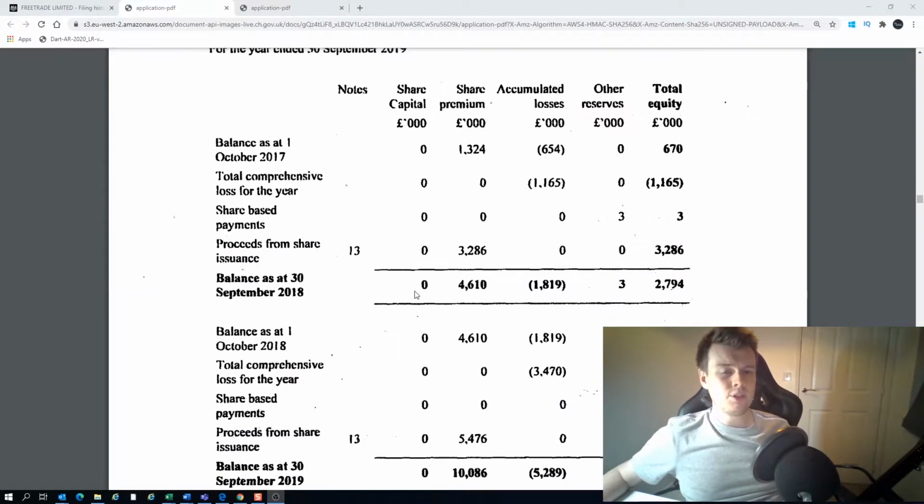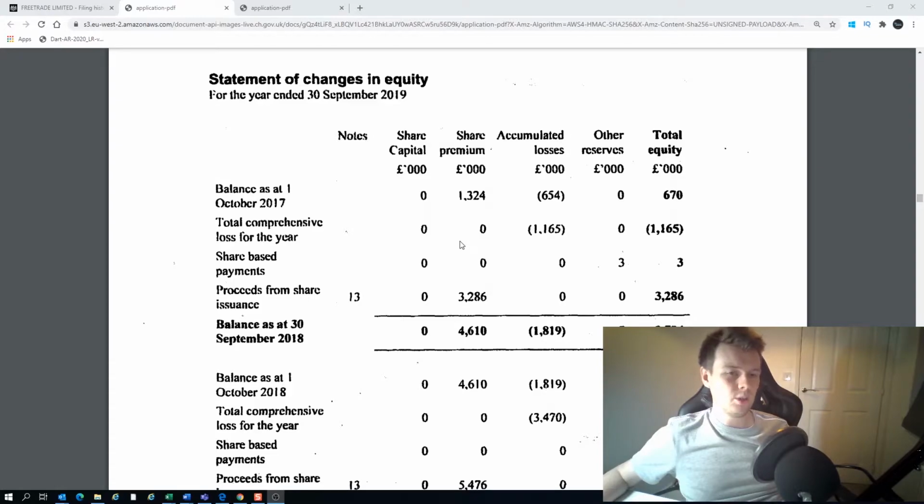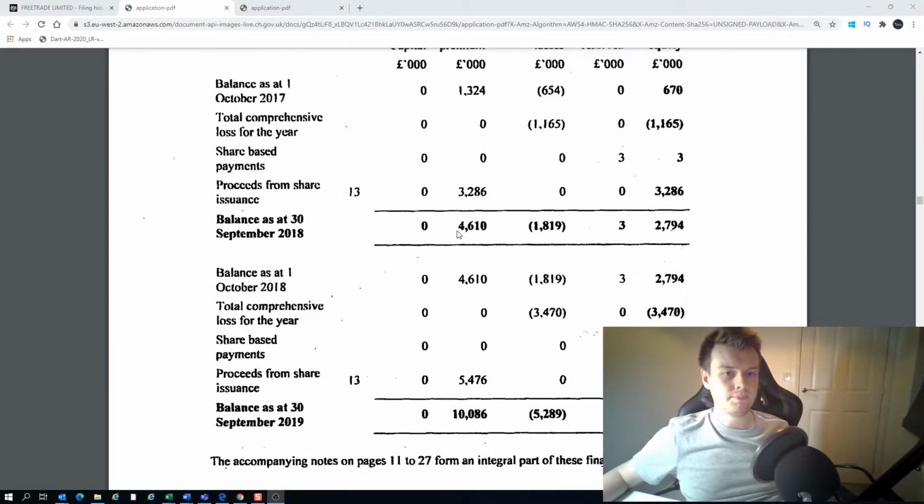You then have the statement of changes in equity, which will tell you anything that has happened within the entity that has not gone through necessarily the P&L. So that could be new shares being issued, that could be share-based payments, as you can see here, but it also could be a dividend being paid or being received from another entity.